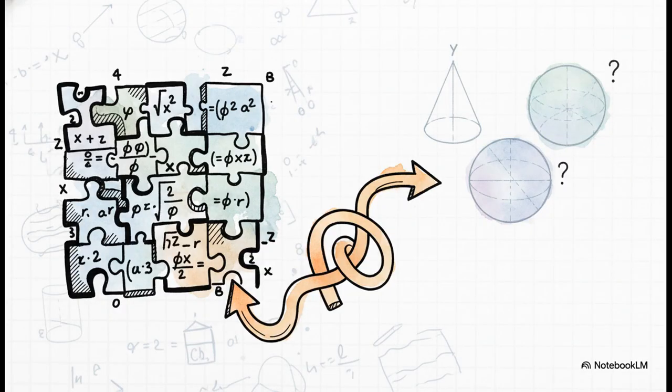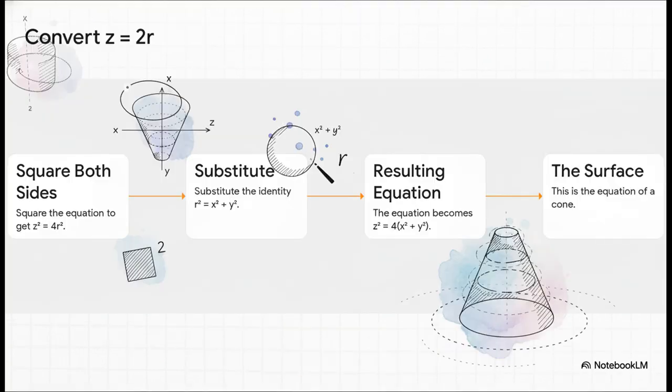All right, you ready for the final challenge? For our last example, we're going to convert an equation that needs a little algebraic massaging before we can figure out what shape it is. Here we go. The equation is z equals 2r. Now, our key identity involves r squared, not plain old r. So what do we do? Simple algebra trick. Let's just square both sides of the equation. That gives us z squared equals 4r squared. And now we can make our substitution. We swap in x squared plus y squared for the r squared, and our final equation becomes z squared equals 4 times the quantity x squared plus y squared, which we should recognize as the equation for a cone.